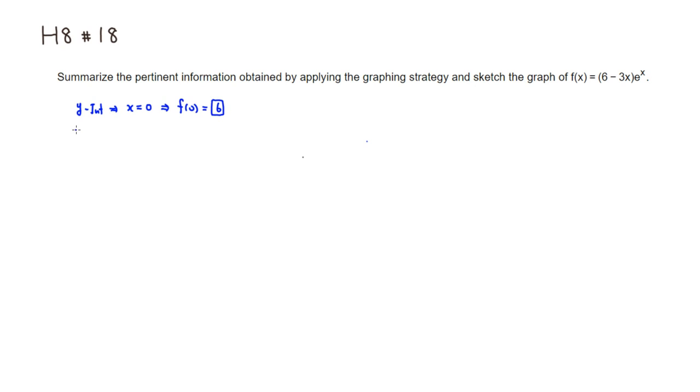If you want to find the x-intercept, you need to set y equal to 0, which is the function. So we set (6 - 3x)e^x equal to 0. And we know that the exponential function is always positive, so this guy is never 0. So the only way is to make this guy equal to 0. Let's solve that for x. Add 3x, you get 6 equals 3x, and we can divide through by 3 to get 2 equals x. So x equals 2 is the x-intercept.